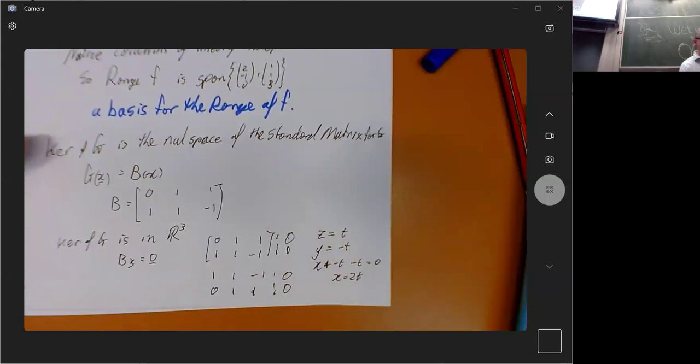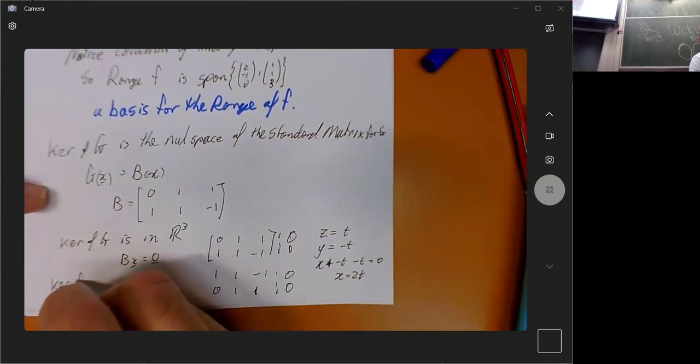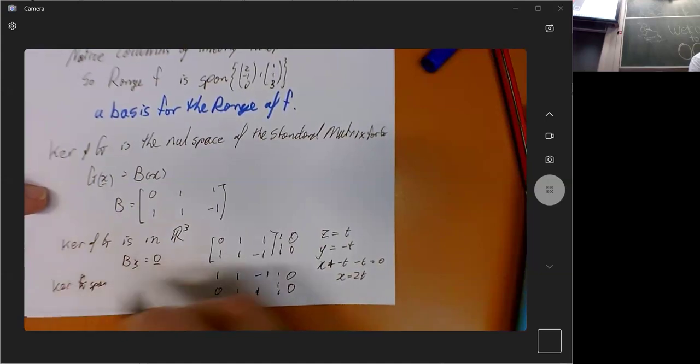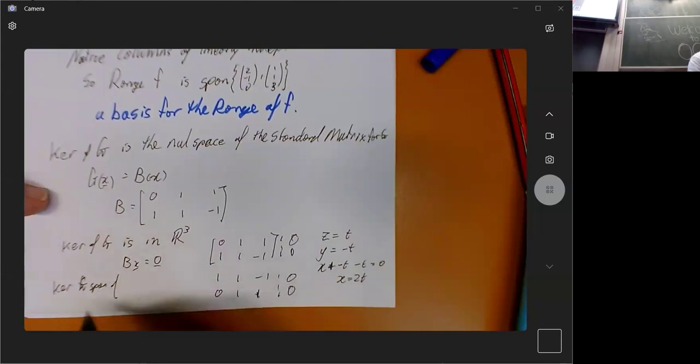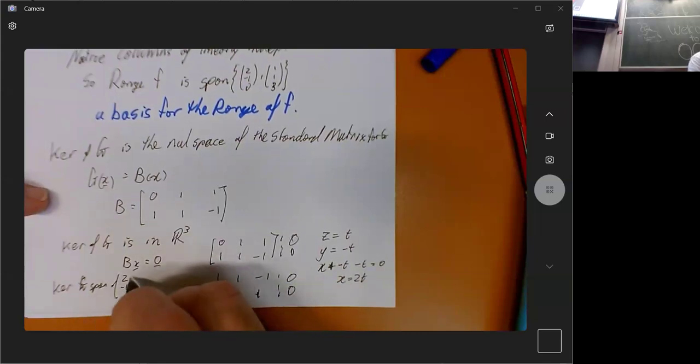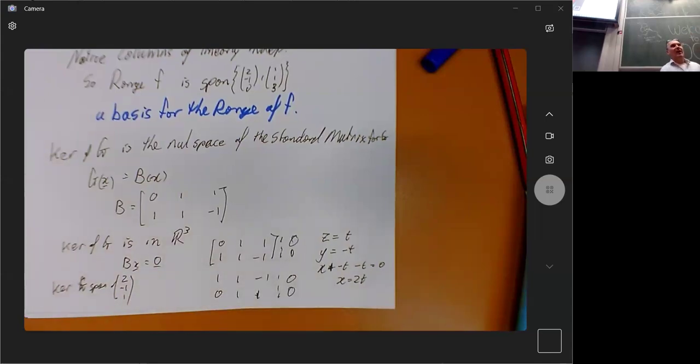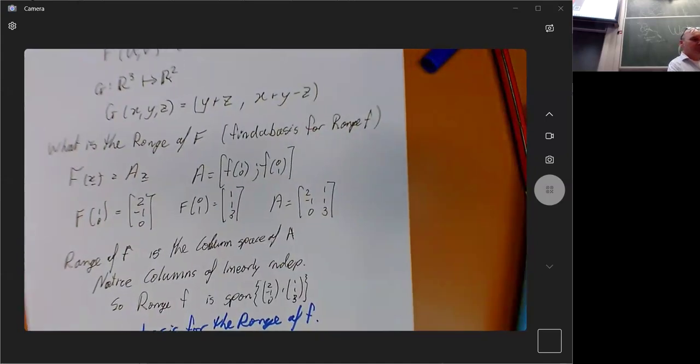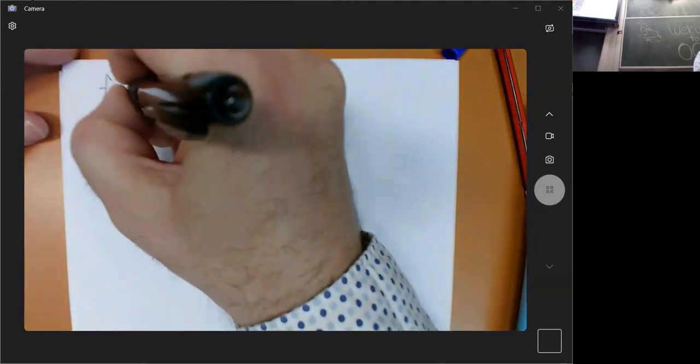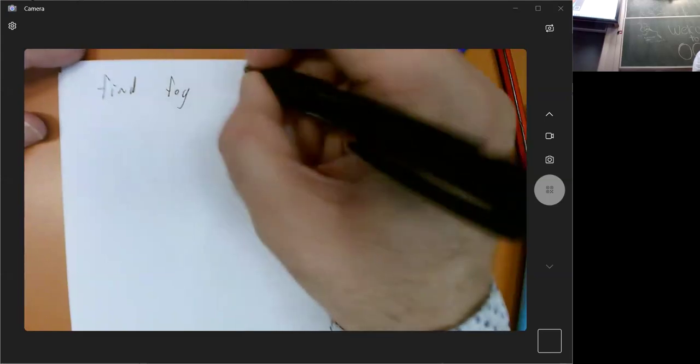And so the kernel is the span of (2, -1, 1). Again, I'm expressing the subspace as a span. Part of what we wanted to do for that is this: the actual question from the sample exam was to find f composed with g.